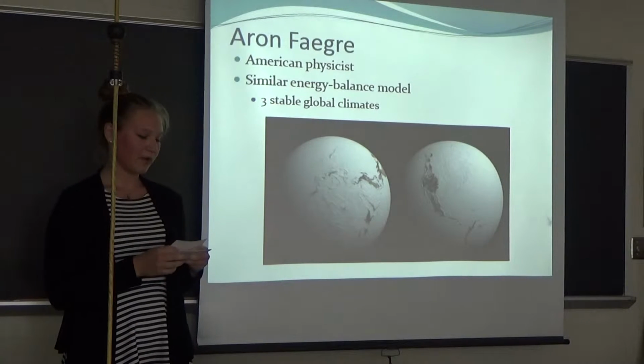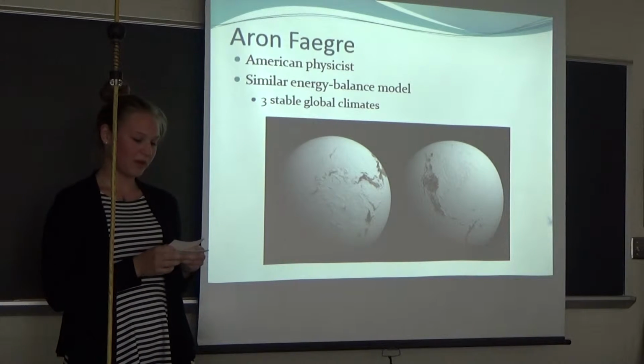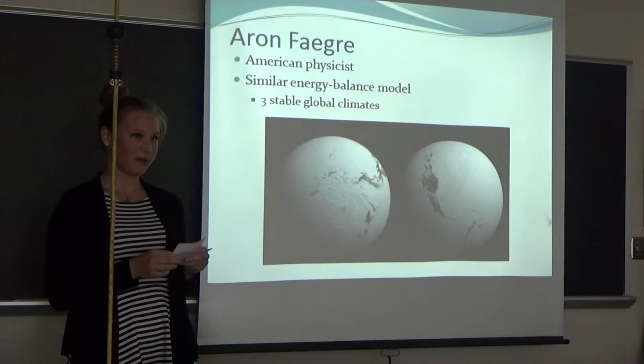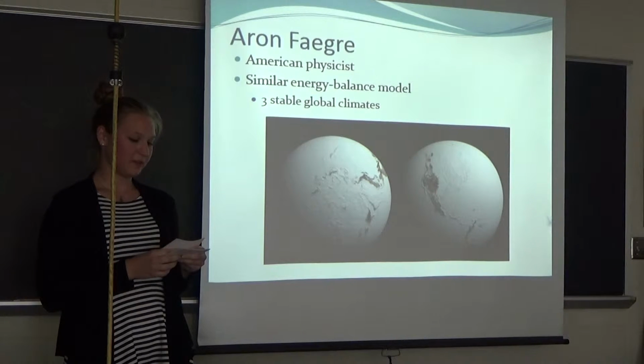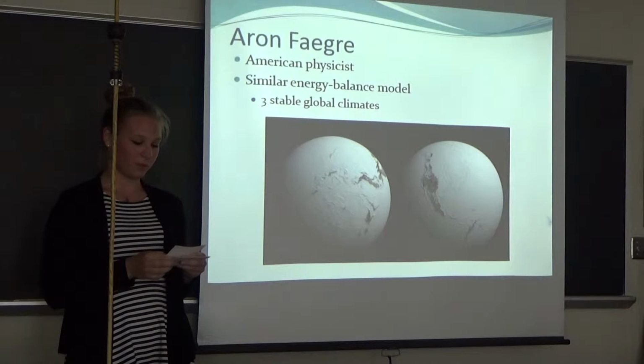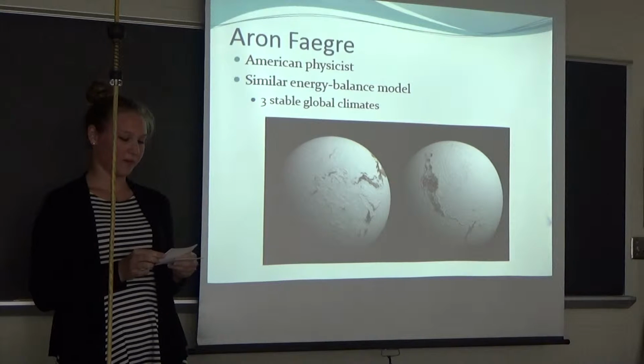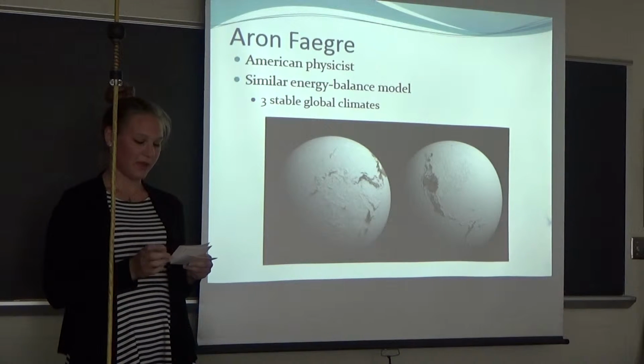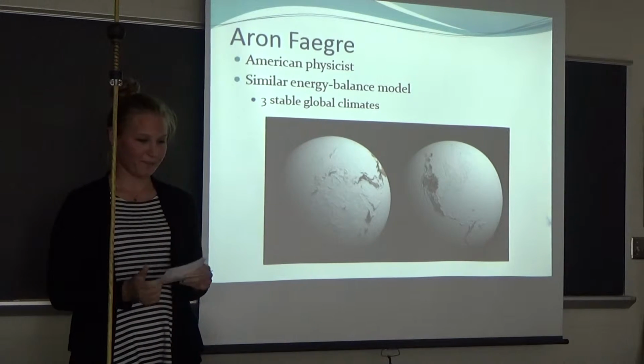Aaron Faegre was an American physicist who used a similar energy balance model, and predicted 3 stable global climates, one being Snowball Earth. And he said that there could be a major jump from one climate to another.